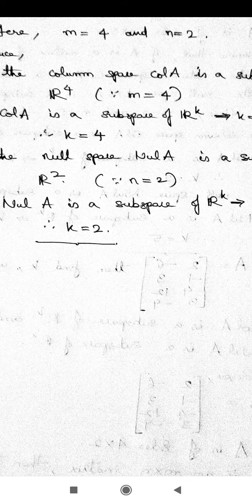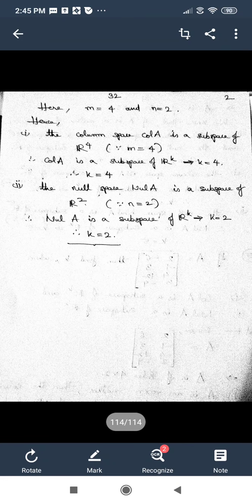Column vectors of order n by 1 with the elements as real numbers. So each element in the space Rn is a column vector of order n by 1 with the entries as real numbers. So the null space null A of the given matrix A is a subspace of Rn.